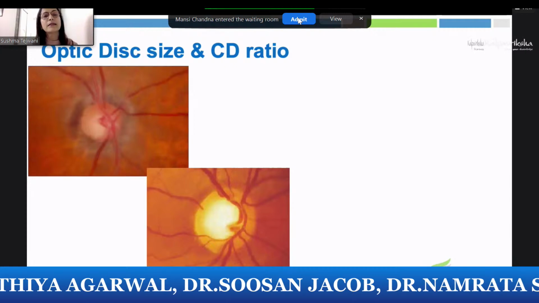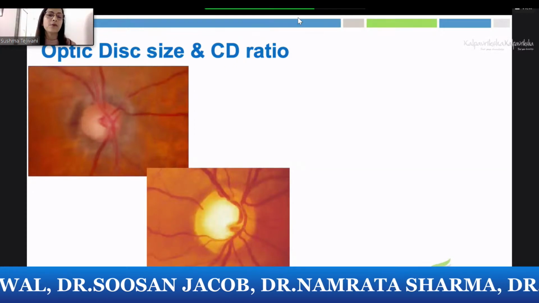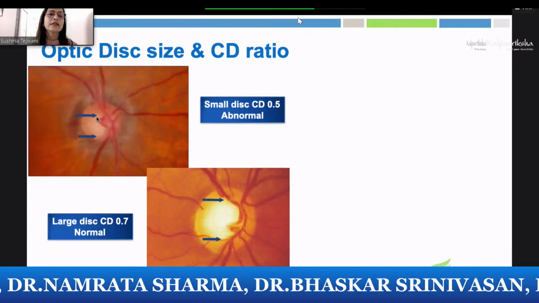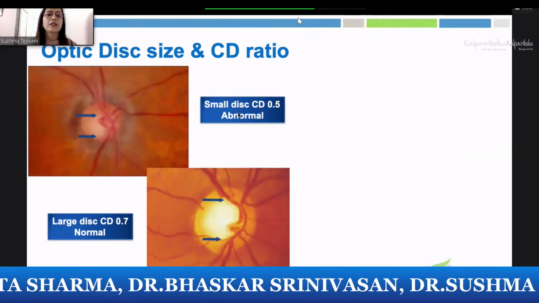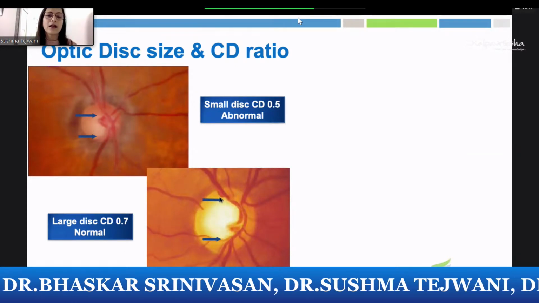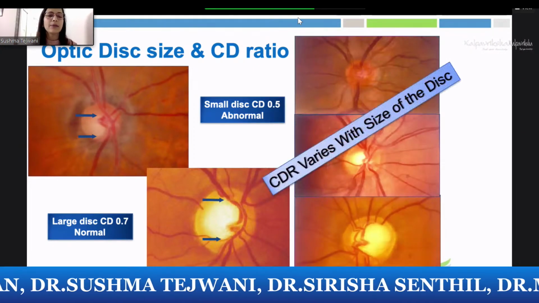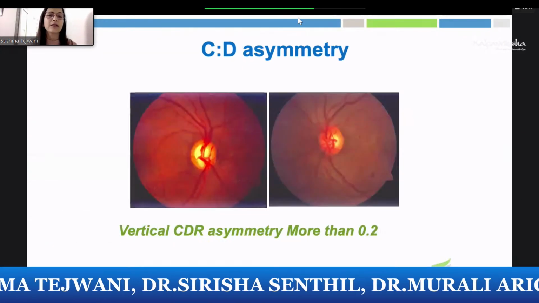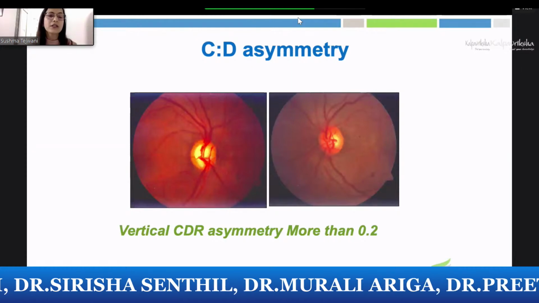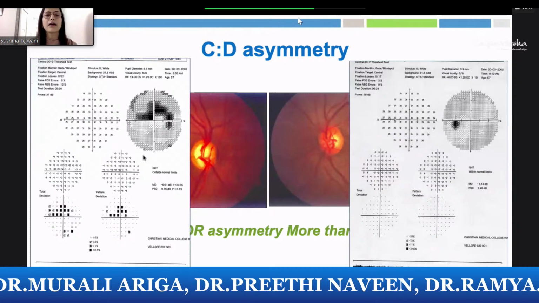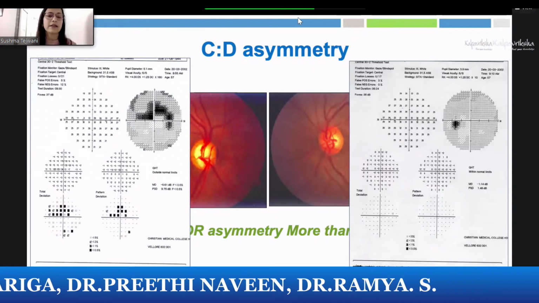Well, always remember that optic disc size is important along with the CD ratio. On its own, it doesn't mean anything. So if there's a small disc, even a CD of 0.5 is abnormal. If it is a large disc, a CD of 0.7 is also okay. So you have to keep in mind the size of the disc when you're describing a CD ratio. CD asymmetry is a very important factor. You can see in this particular example, the right eye has a larger CD and the field defect, whereas the left eye is normal.